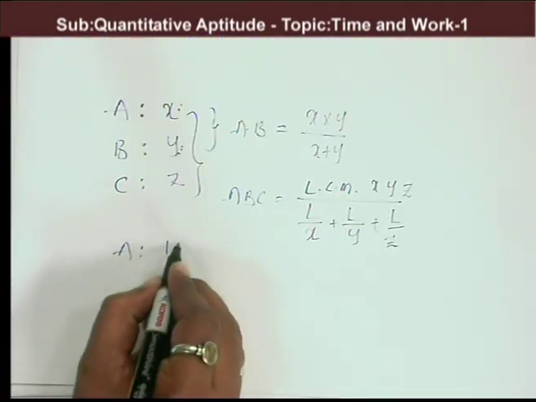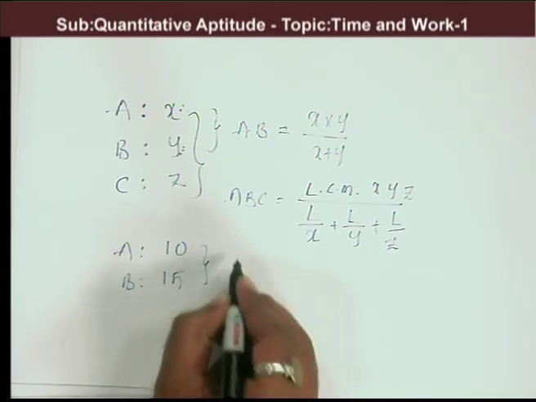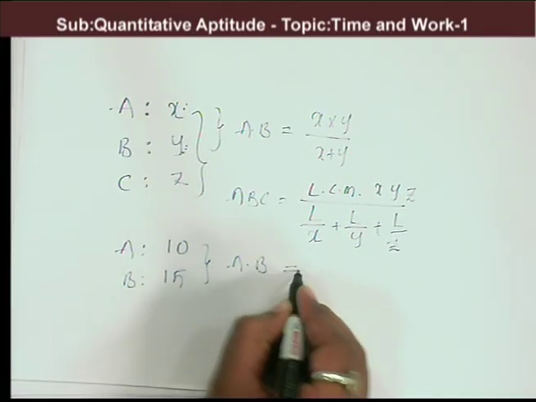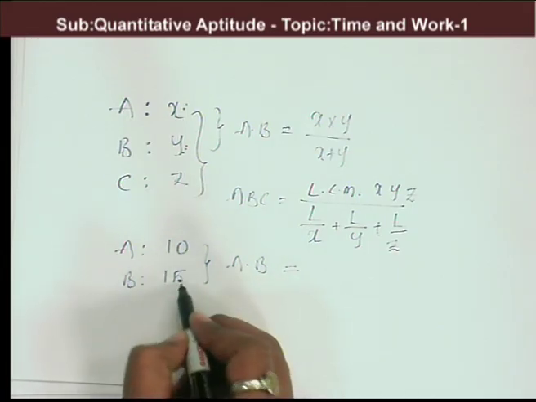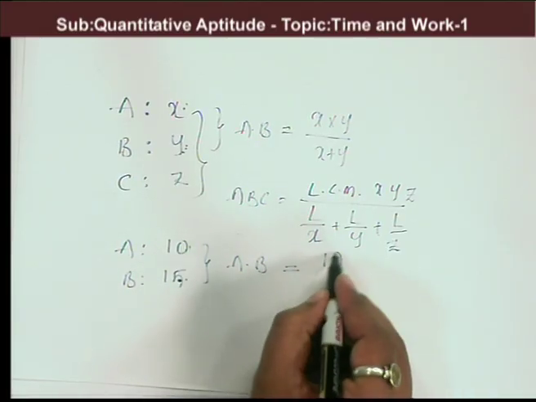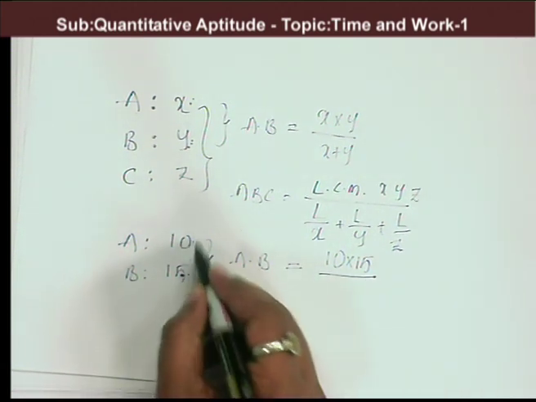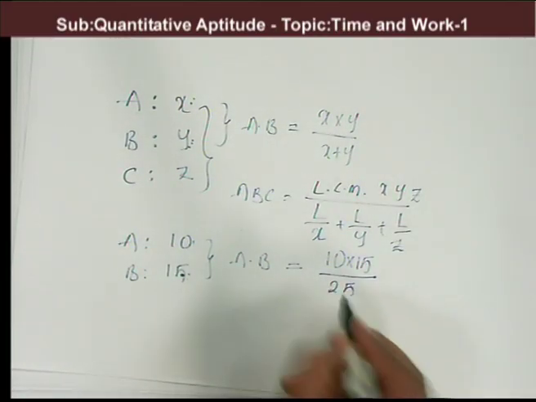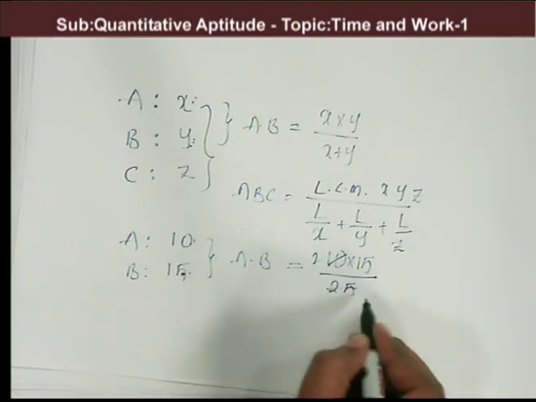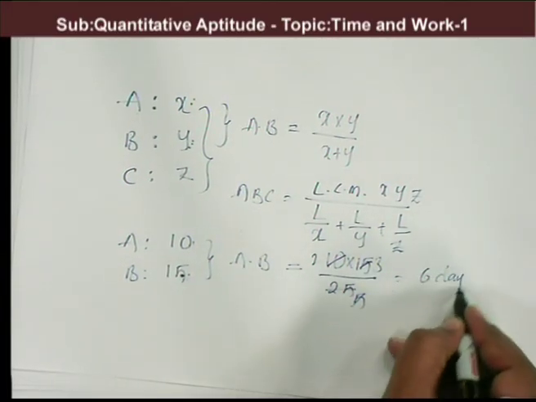For example, if A can complete the work in 10 days and B can complete the work in 15 days, in how many days will both together complete the work? When we have two values, remember that we take multiplication in the numerator, that is 10 into 15, by the sum of both values, which is 25. That is 5 2s are 10, 5 3s are 15, so AB can finish the work in 6 days.